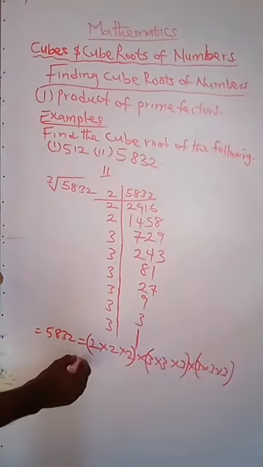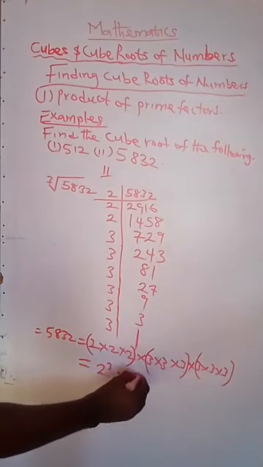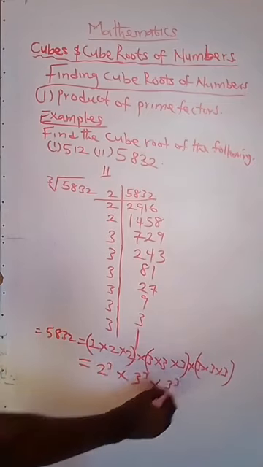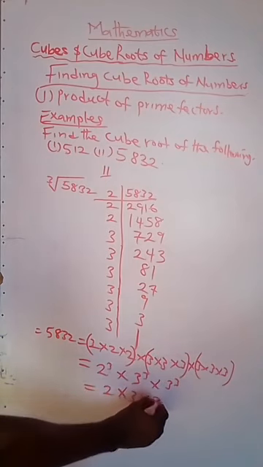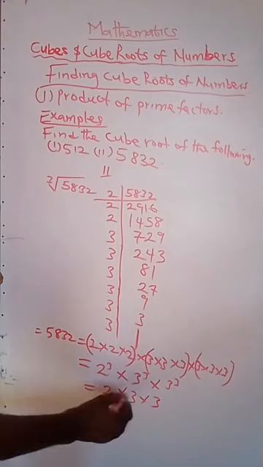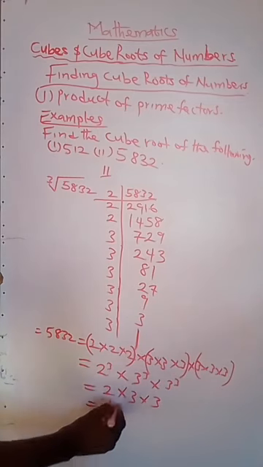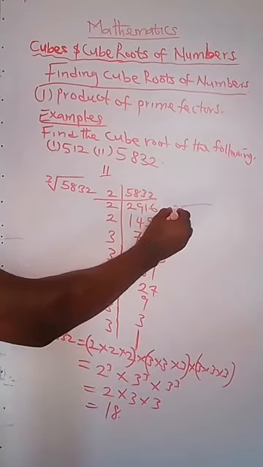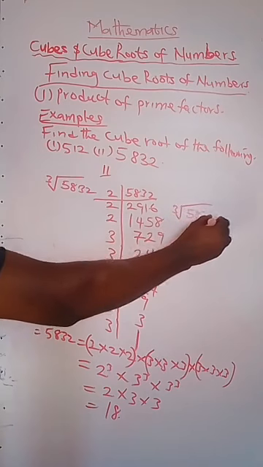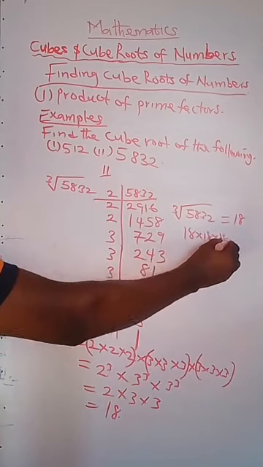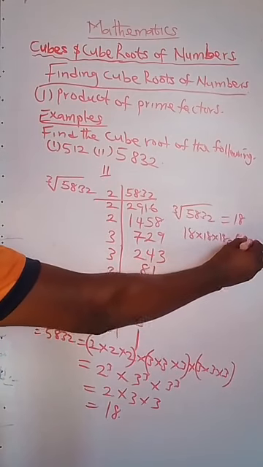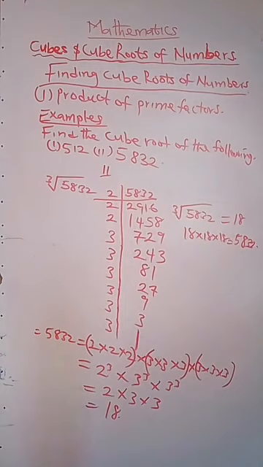Alright? So this is 2 raised to power 3 times 3 raised to power 3 times 3 raised to power 3. So we now pick one from here, 2. Pick one from here, 3. Pick one from here, 3. So 2 times 3, 6. 6 times 3, 18. So the cube root of 5832 is 18. That is 18 times 18 times 18 will give us 5832. So that is how to find cube roots of numbers in mathematics.